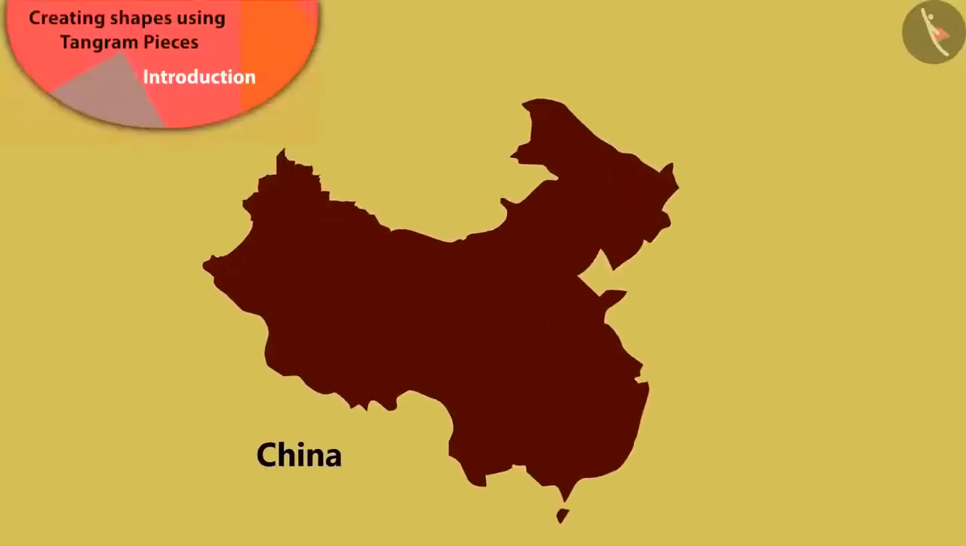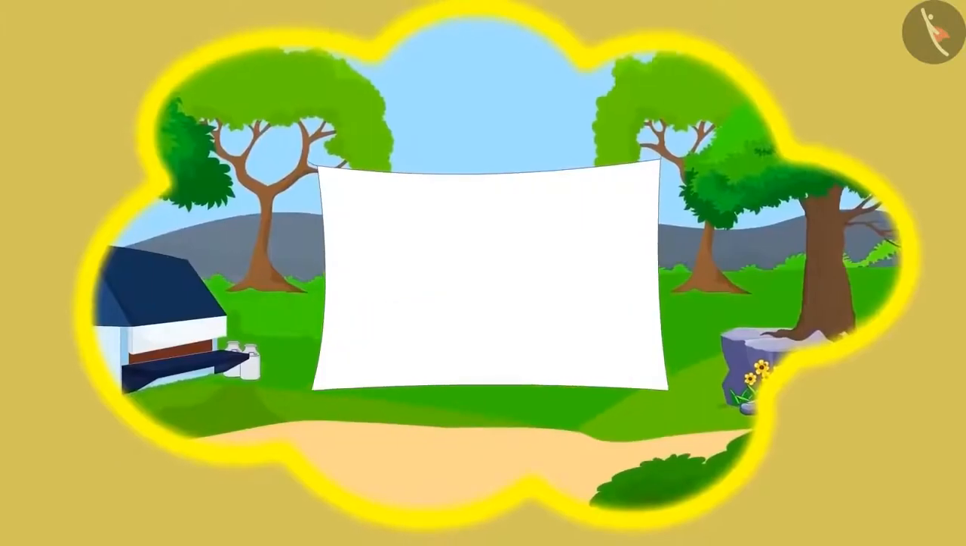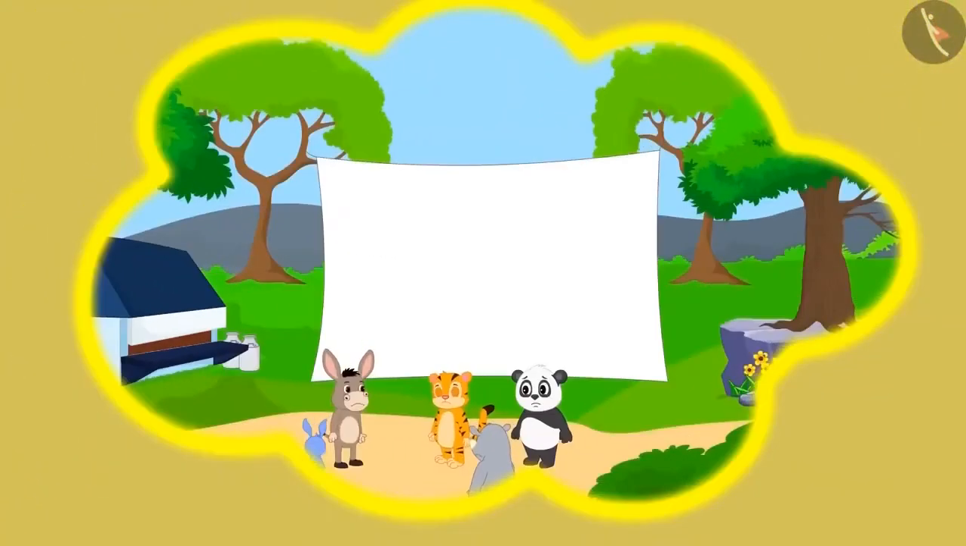Have you heard of China? China is a big country like India. Today, we will learn about Tangram, a puzzle invented in China. One day, in the middle of the village, suddenly a white curtain appeared. Everyone was surprised. Nobody knew why and how that curtain got there.